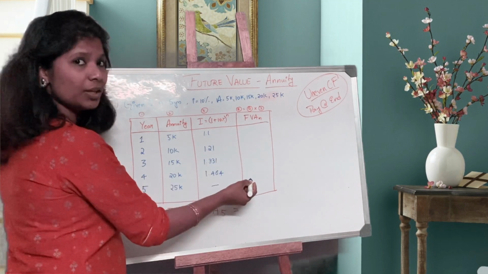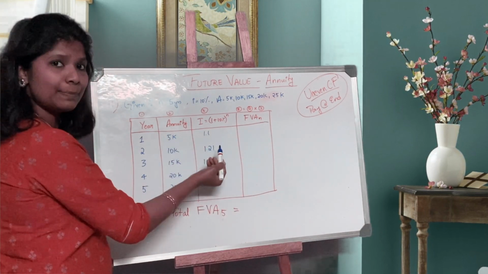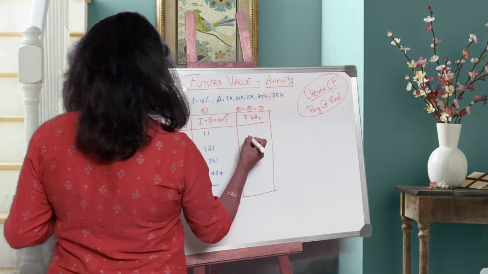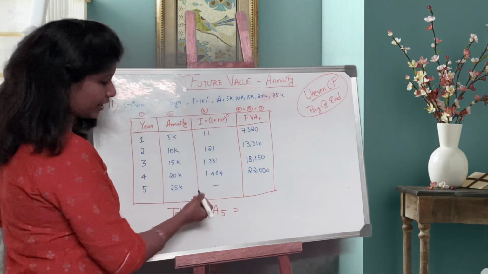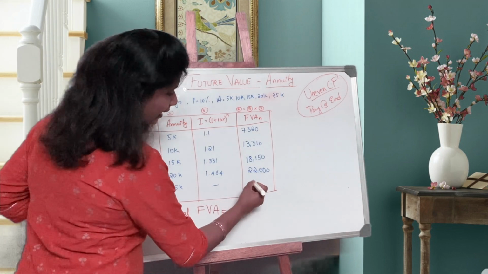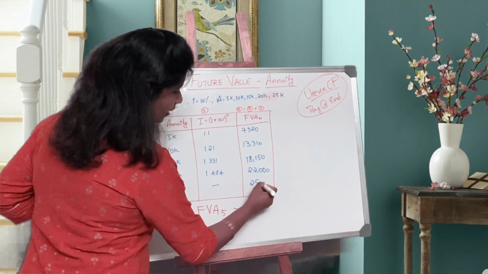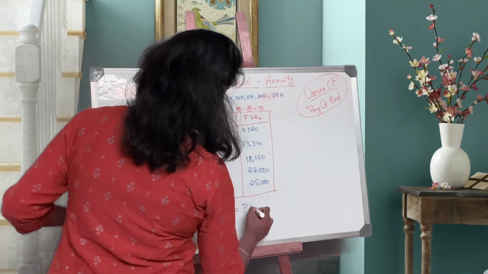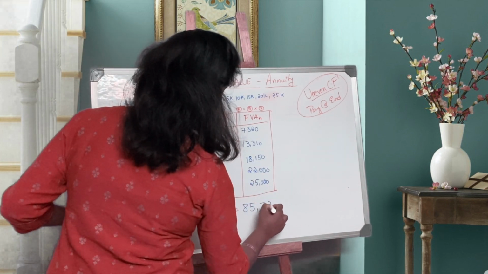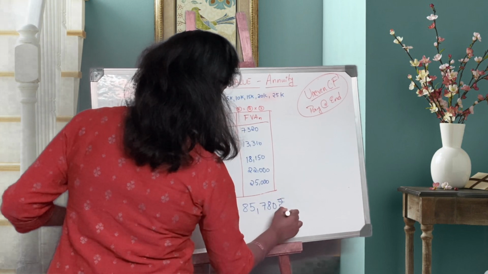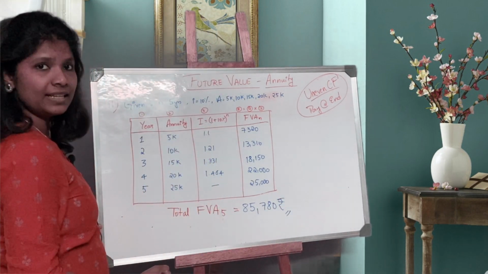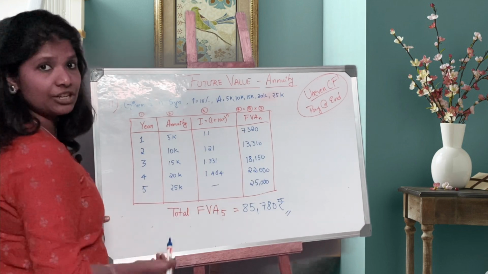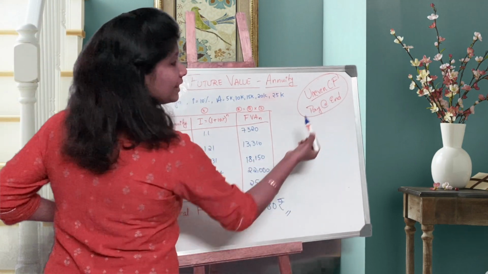So the last column is annuity multiplied by interest, that is 5,000 into 1.1, and so on. Last one, 25,000 into no interest, so you will directly have the amount, which amounts to 85,780 rupees. The reason is the last year I am not going to get interest because payments are made at the end.